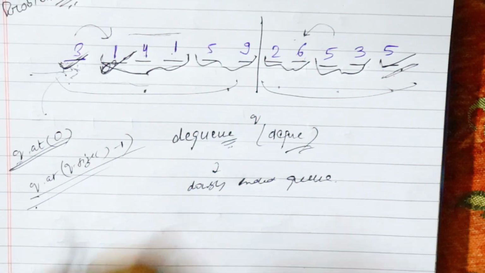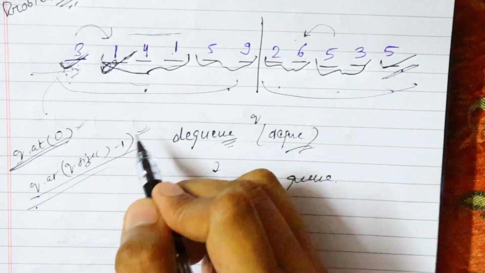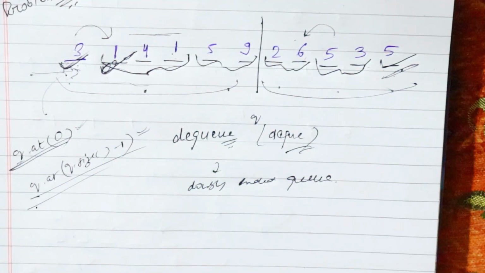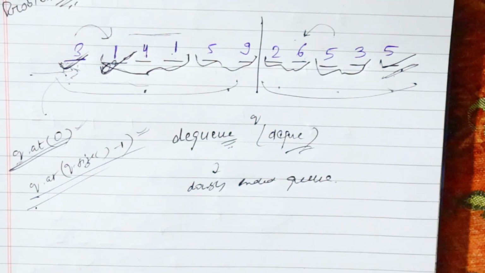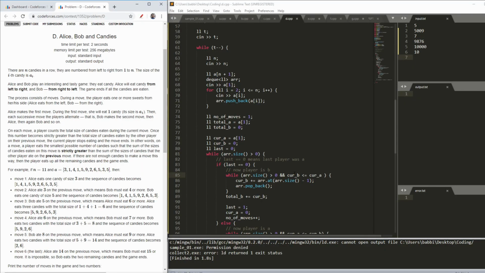And after every choosing of an element, I will pop back and pop front for Alice and for Bob. So it was basically implementation based. I guess that you guys got the intuition behind it. So let's very quickly move to the code. It's a bit easy after you know the approach.